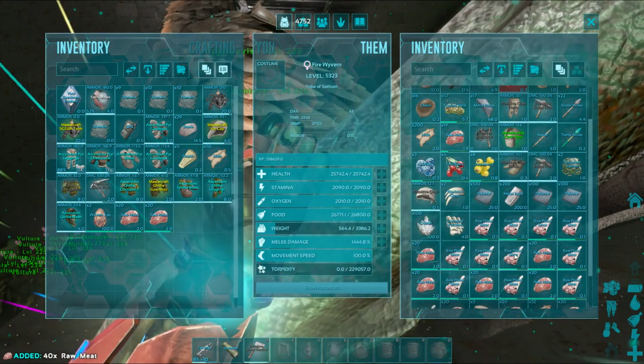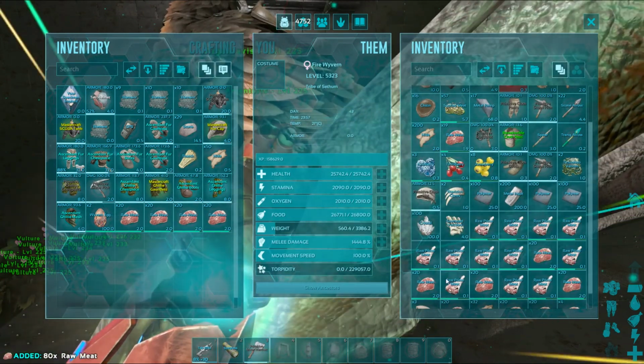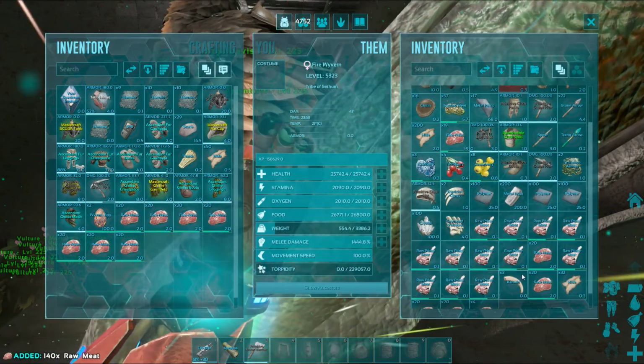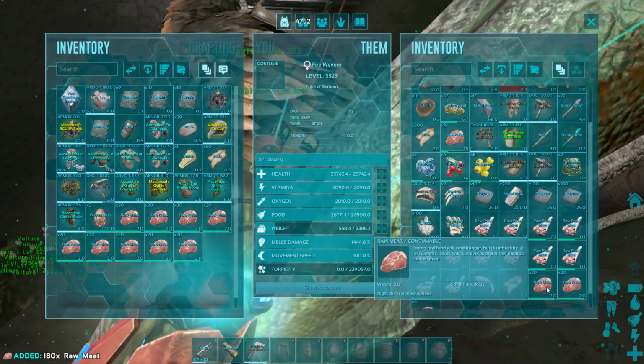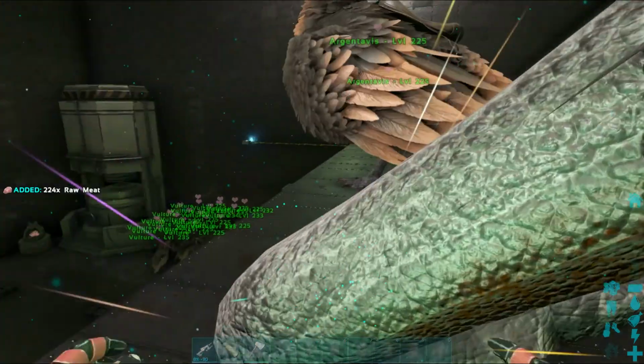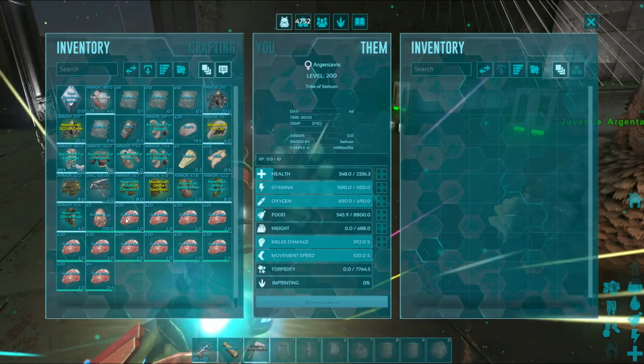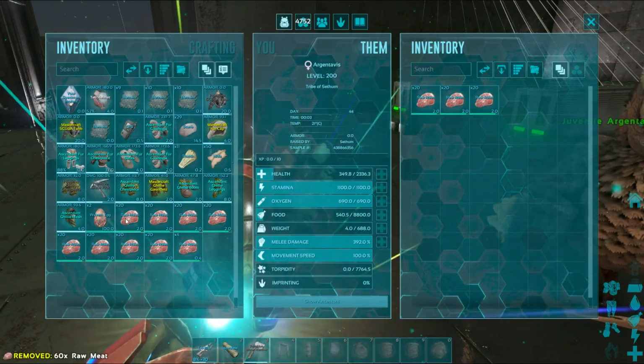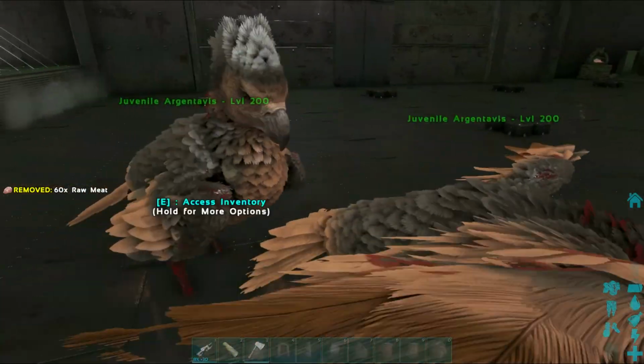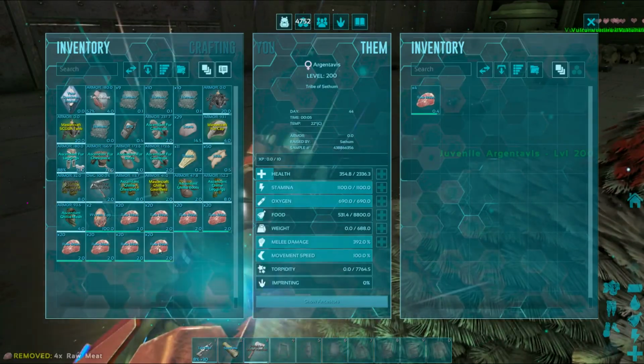So now that I do have some meat, I'm gonna go and get that off of my wyvern and then put it on my babies. Obviously my babies should be able to reach maturity without any food, but I did stress that it is important to make sure that your dinos have food on them. As you can see, they will eat out of it.